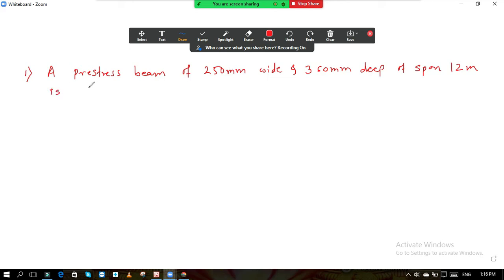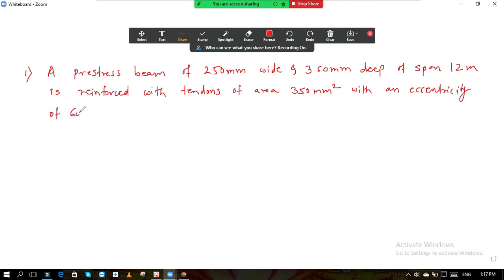is reinforced with tendons of area 350 mm square with an eccentricity of 60 mm. Full stop.